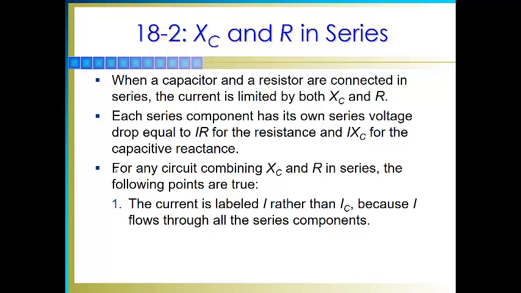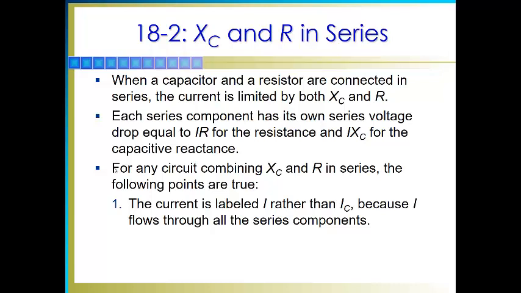And each of the components in a series circuit will have a voltage drop across it, which for the resistance is the current times the resistor, just like we did before in the resistive circuit. And for the capacitor it will be the current times the capacitive reactance. Reactance and resistance both represent opposition to current. So resistance times the current gives you the voltage across a resistor. Capacitive reactance times the current will give you the voltage across the capacitor.